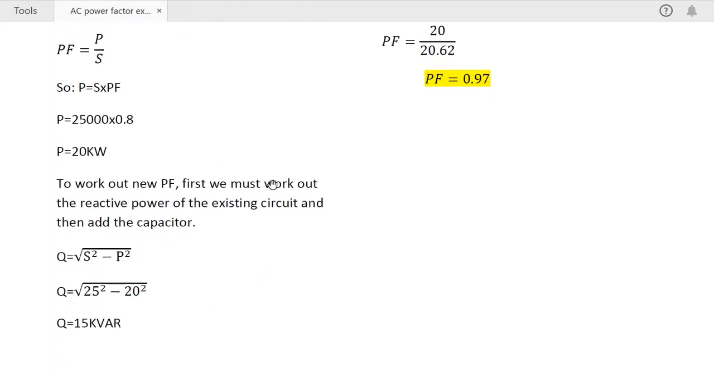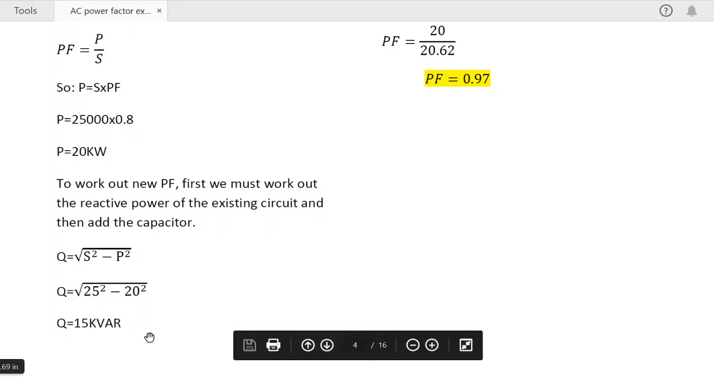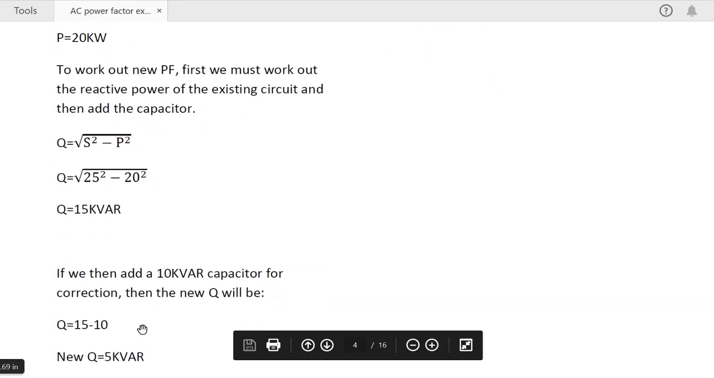And then to work out the new power factor, first we must work out the reactive power of the existing circuit and then add the capacitor. So reactive power is obviously going to be the third side of our triangle, so we're going to use the square root of S squared minus P squared again. I'm not going to go through that in detail. If I've used the formula before, I'll skim through it. So that gives us a Q value of 15 kVAR, 15 kilovolt amps reactive.